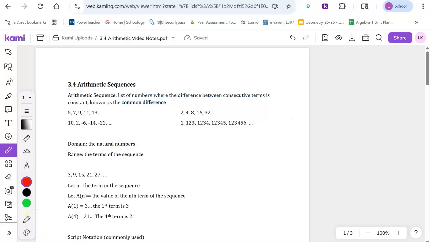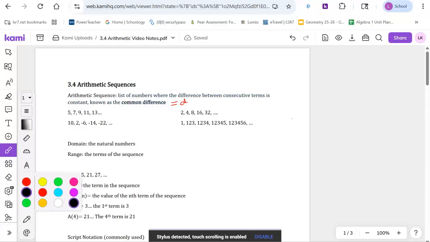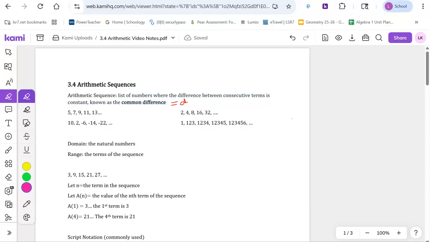Okay, this video is to go over 3.4 arithmetic sequences. An arithmetic sequence is a list of numbers where the difference between the consecutive terms is constant, known as the common difference, and the common difference is always known as d. These are examples of different sequences. We want to know which ones are arithmetic.